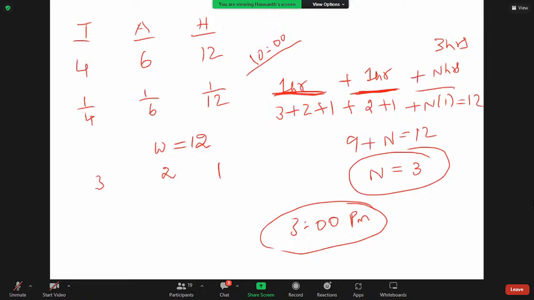So first we are taking some convenient value. Let's say the total amount of work which we need to do is 12. Then work done by Tom in 1 hour: he does 1/4 amount of the work, 1 by 4 of 12, which is 3. Amanda does 1/6 amount of the work, so 1 by 6 of 12, 2. And Harry does 1 by 12th amount of the work, 1 by 12 of 12, which is 1.